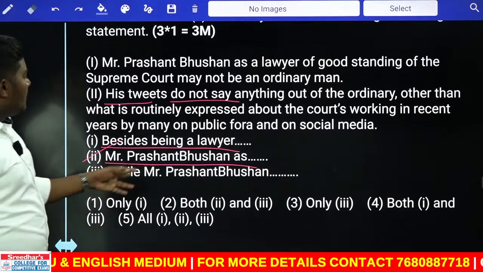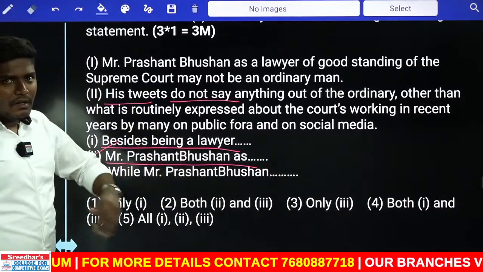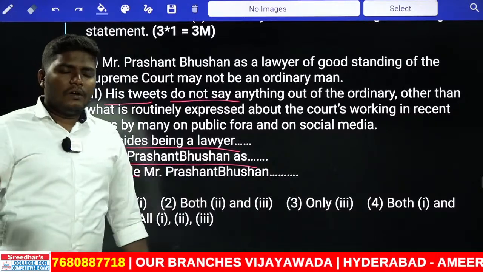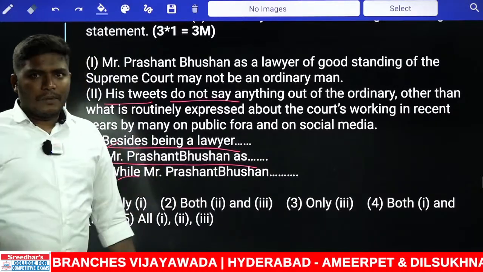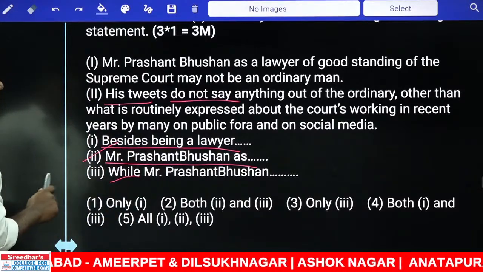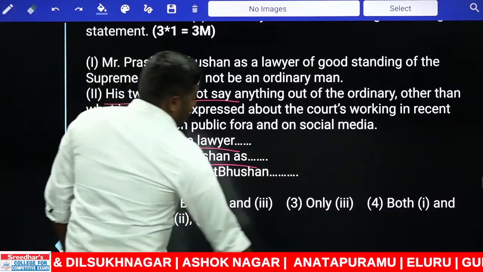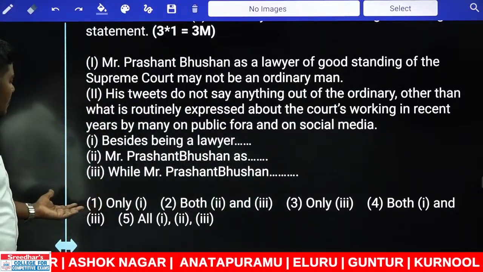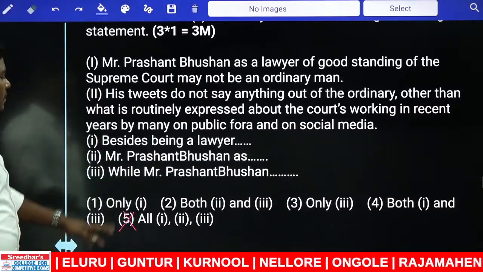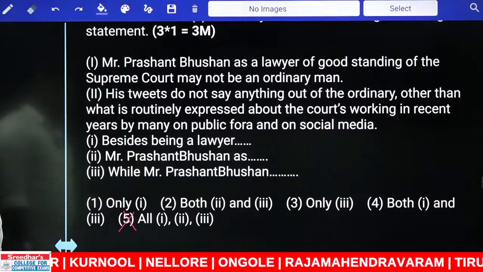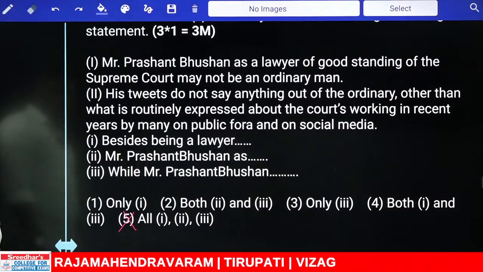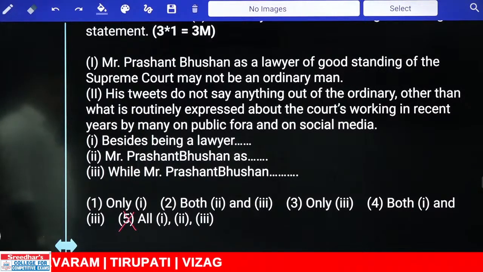Next one. While Mr. Prashant Bhushan is a lawyer, or as a lawyer, when you use this combination while, it speaks about his two works. Like while he is a lawyer, he is also something else, just like the first one. So that is not possible. So the answer should be used only with the two. Now there is no two option. Now tell me, what is the answer that we can take? There is no only two answer. So obviously all three are not possible. While Mr. Prashant Bhushan is something else, not possible. Can we take 1 and 3? Not possible. Can we take 1 and 2? Is there any 1 and 2? No. So we need to take only 2. 2, 3.